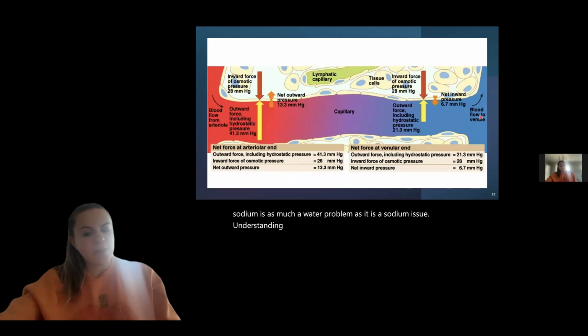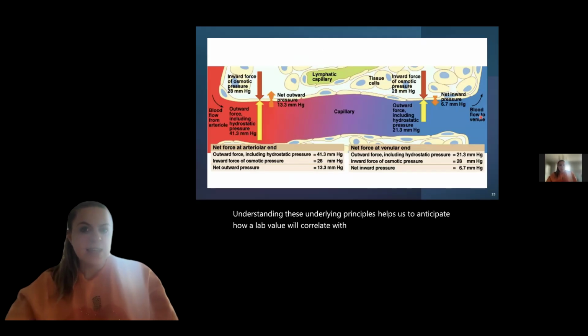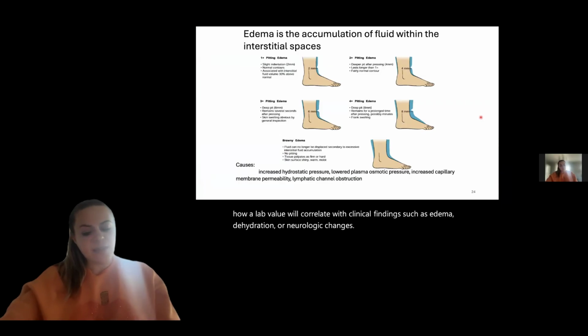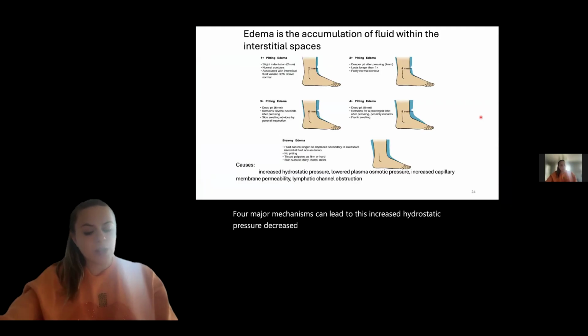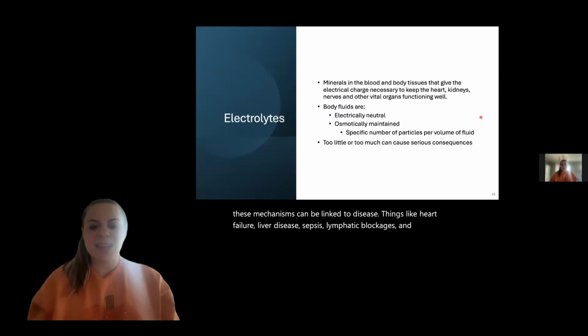Understanding these underlying principles helps us to anticipate how a lab value will correlate with clinical findings, such as edema, dehydration, or neurologic changes. Speaking of edema, it results when too much fluid accumulates in the interstitial space. Four major mechanisms can lead to this: increased hydrostatic pressure, decreased plasma oncotic pressure, increased capillary permeability, or lymphatic obstruction. Each of these mechanisms can be linked to disease, things like heart failure, liver disease, sepsis, lymphatic blockages, and recognizing the mechanism will help us guide our treatment.